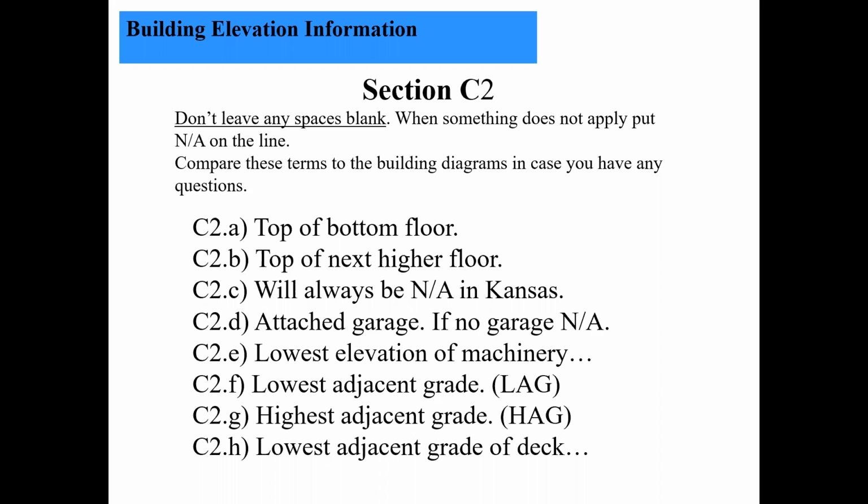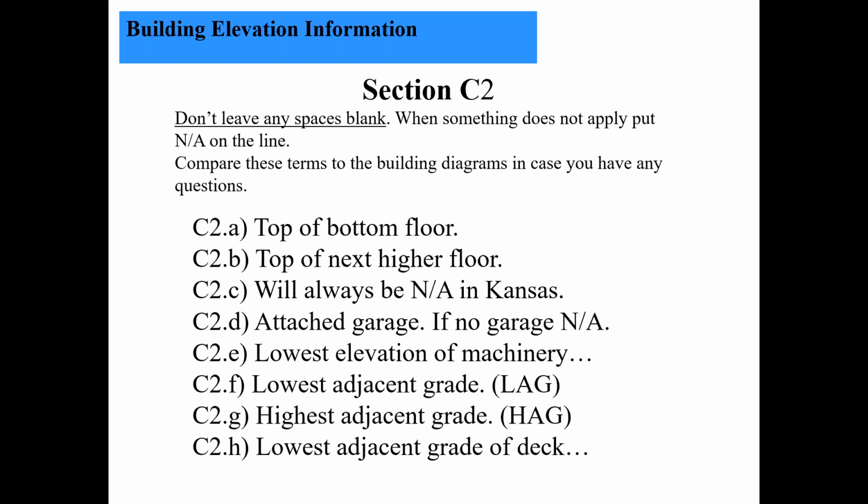And then highest adjacent grade is more important for section E, which we'll go over. And then C2H is the lowest adjacent grade of deck or stairs that are attached to the structure. And this number does matter for the LOMA. This number also needs to be at or above the base flood elevation for them to approve it.